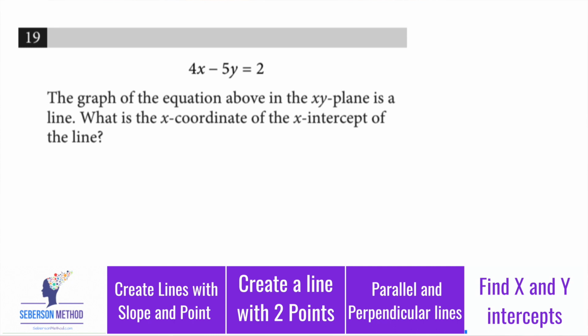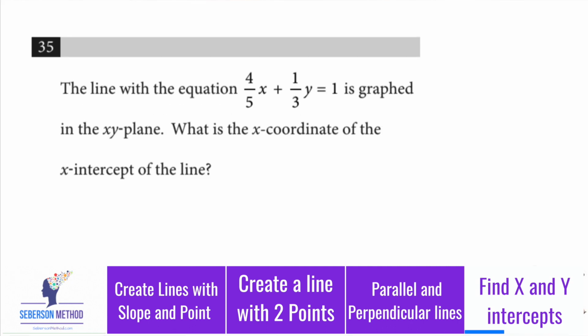The graph of the equation above in the x and y plane is a line. They tell you it's a line, although we could see it. What is the coordinate of the x-intercept? Remember, to find an x-intercept, you need to make y 0. And you can just say 4x equals 2. If 4x equals 2, what does x equal? x equals 1/2.